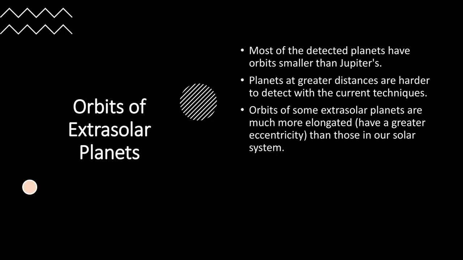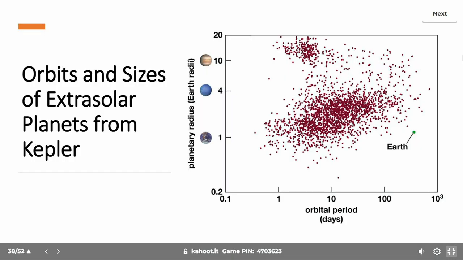And then something interesting that we've seen is that planets in these other solar systems have more eccentric orbits than the planets in our solar system. All of the planets in our solar system have almost circular orbits, but that's not the case for the planets that we've observed in other solar systems.